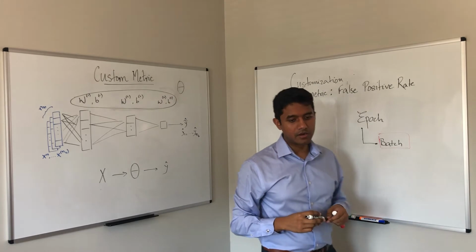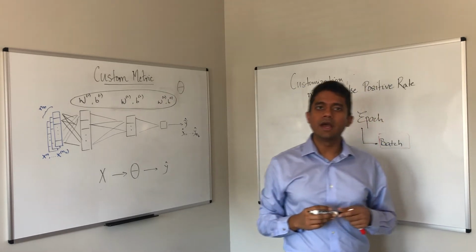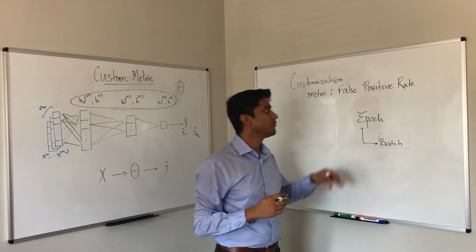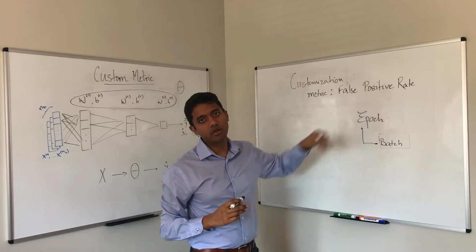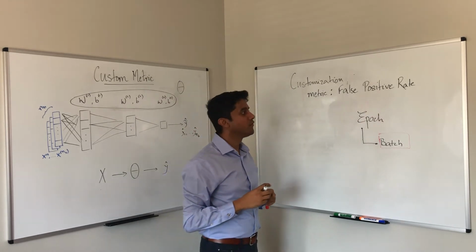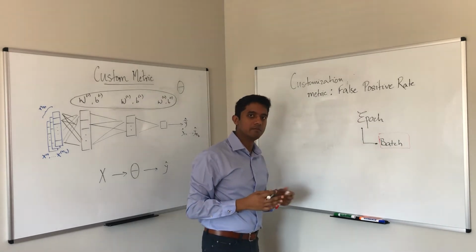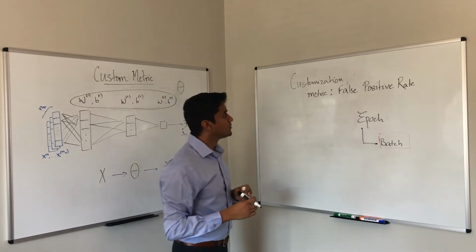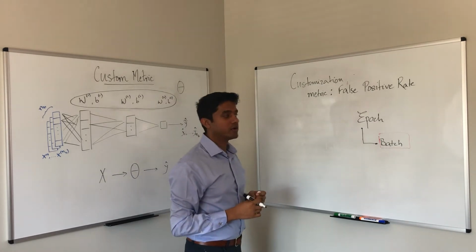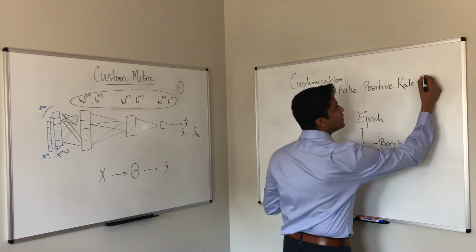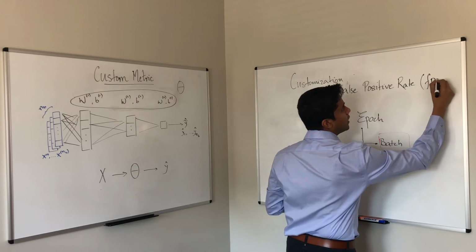Also, before we start, TensorFlow already has a metric for false positive to get the false positive, but it does not have false positive rate. There is a minor difference between these two, but it matters for our case. Let's start with defining what a false positive rate is. Let me call this FPR, sure.